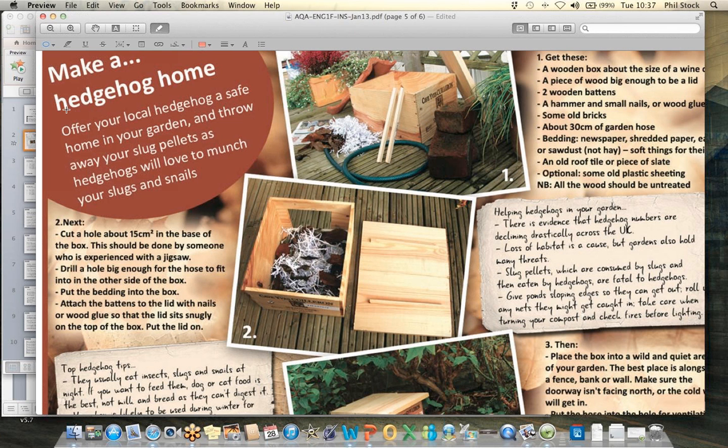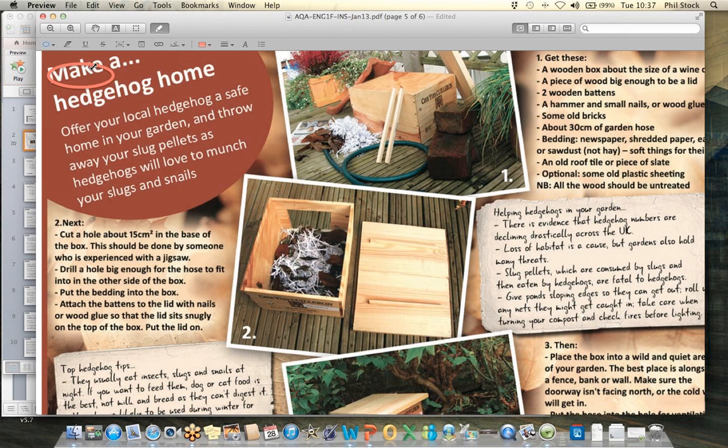So, what have we got in the title? We've got make a hedgehog home. So already we've got an example of one of those imperative uses of verbs. Not a strong command, but just inviting us to do something. Offer your local hedgehog a safe home in your garden. Well, I've already noticed then that twice the writer has used the second person, a direct address. And that's interesting because it seems this leaflet is communicating to me on a personal level. So that's quite effective.